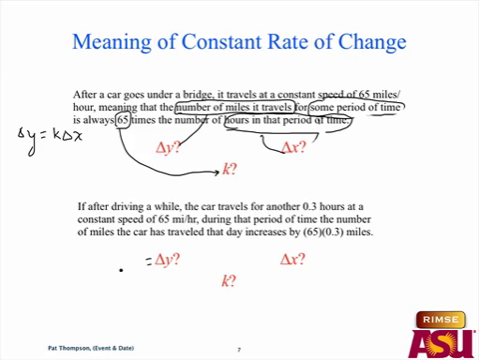Okay, what's delta y? Number of miles. Okay, delta x. 0.3 hours. And what's k? Still our 65.